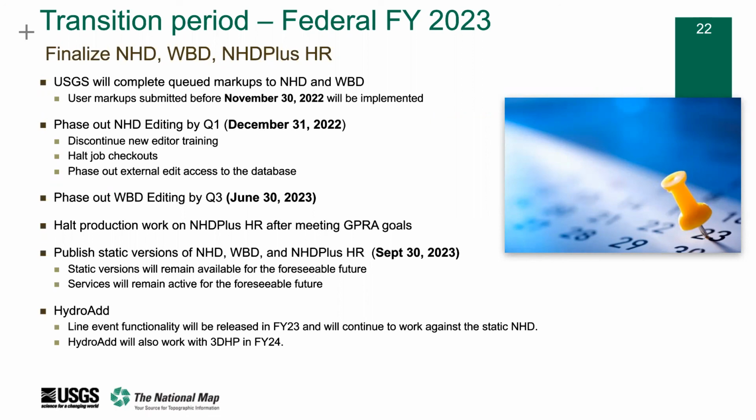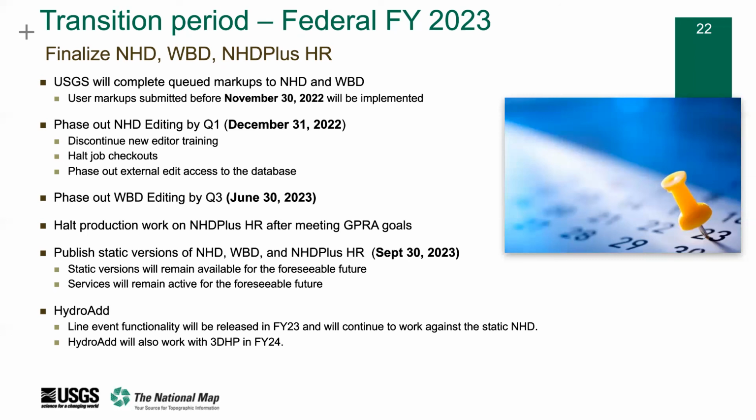But we also need to phase out NHD editing in 23 to free up resources to make the new system. And so that means basically checkouts and new editor training, editing really needs to come to an end by the end of the first quarter, so December 31st. WBD editing is a little less complex, a little less intricate in terms of software. And we think we can keep that up and running until June 30th of next year.